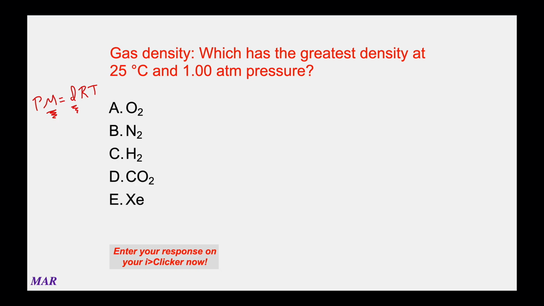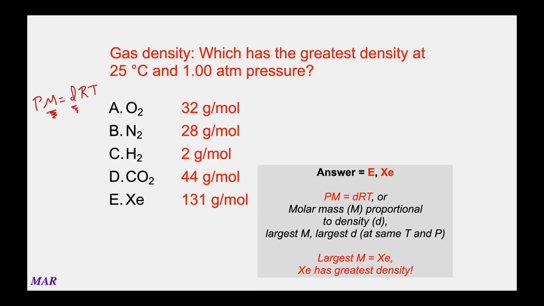You can go through that list. H2 is smaller than O2, 2 grams per mole. CO2 is bigger than O2. It's about 44 grams per mole. So CO2 would be more dense than oxygen at those conditions. However, the biggest molar mass of all belongs to xenon. Xenon on the periodic table, which is a noble gas, 131 grams per mole. So bigger molar mass, bigger density. We would say that xenon has the biggest gas density at those conditions in this list.